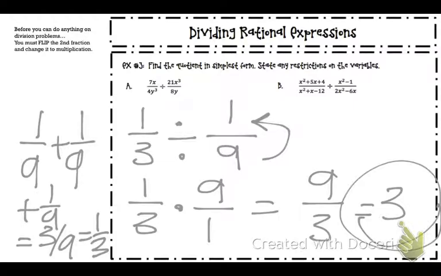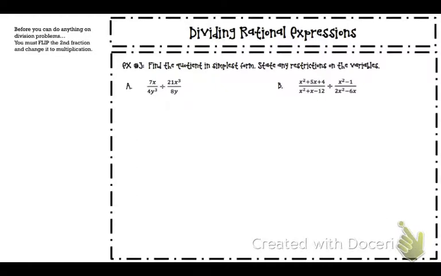Okay, so basically, if I lost you, that's okay. The biggest thing I want you to know here is that when you're dividing, you flip the second fraction and change it to multiplication. Okay? And we're going to use that same logic when doing this one.